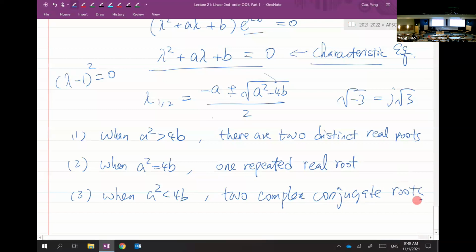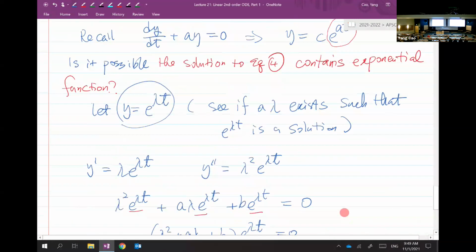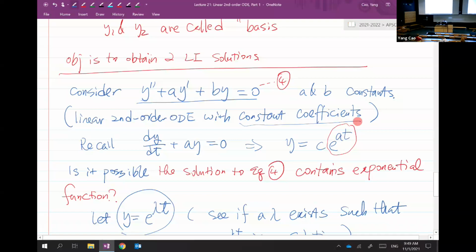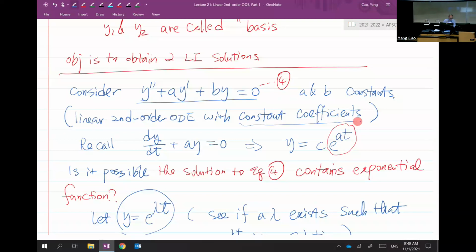So in the next lecture, we're going to look at each individual case and present you with the general solution for each one of the cases. Remember, this is under what umbrella? Yes, under the umbrella of homogeneous with constant coefficients. Any questions? Feel free to come over, and I will see you on Wednesday.